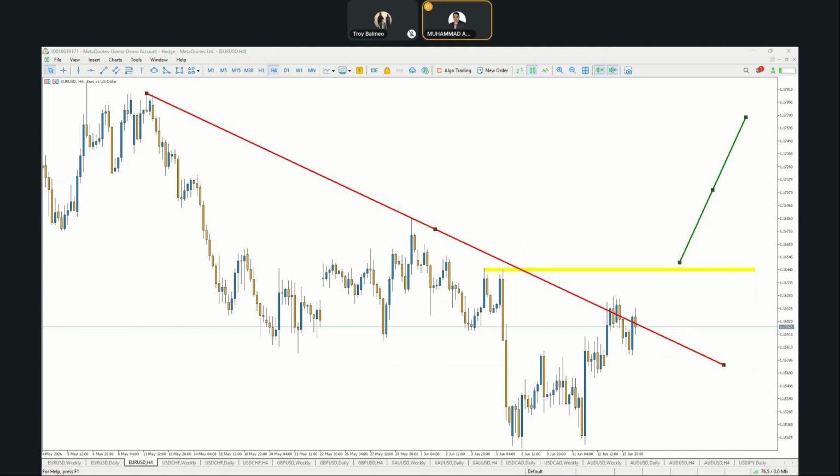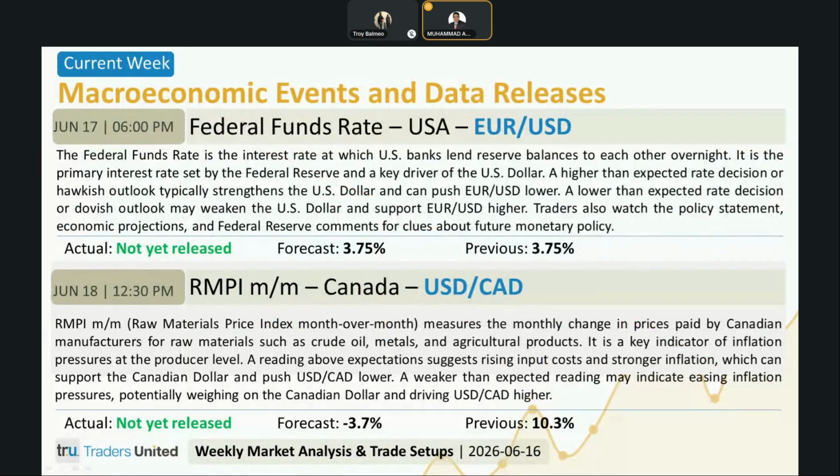Overall analysis: the federal funds rate decision is one of the most influential macroeconomic events for the US dollar and global forex markets. While the market currently expects no change at 3.75%, the real volatility driver will be the Federal Reserve's forward guidance and economic outlook. So the Euro dollar's next direction will largely depend on whether the Fed signals tighter, stable, or easing monetary policy conditions going forward.